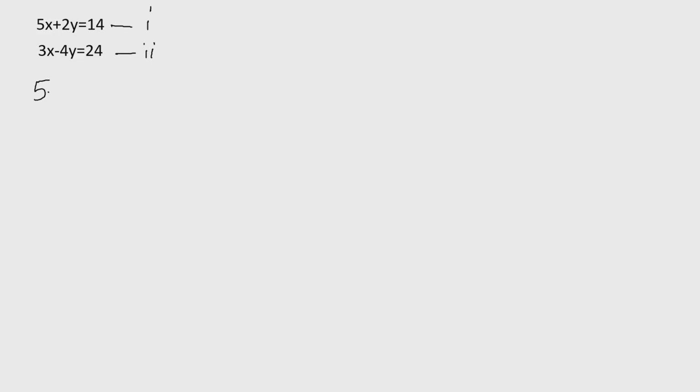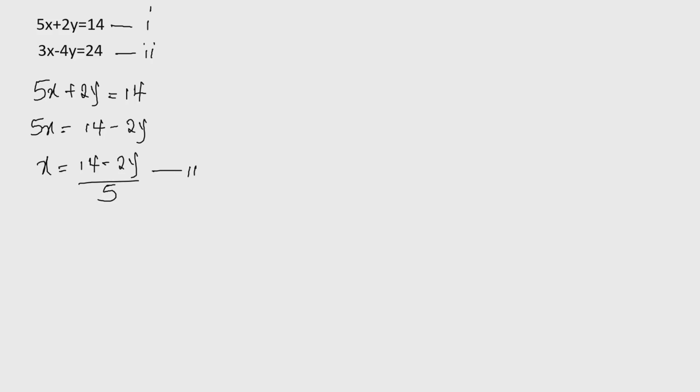So 5x plus 2y is equal to 14. Then 5x will be equal to 14 minus 2y. Then x will be equal to 14 minus 2y over 5. Then that gives me equation 3. Okay, then I'll go again by making x the subject of the formula in equation 2.